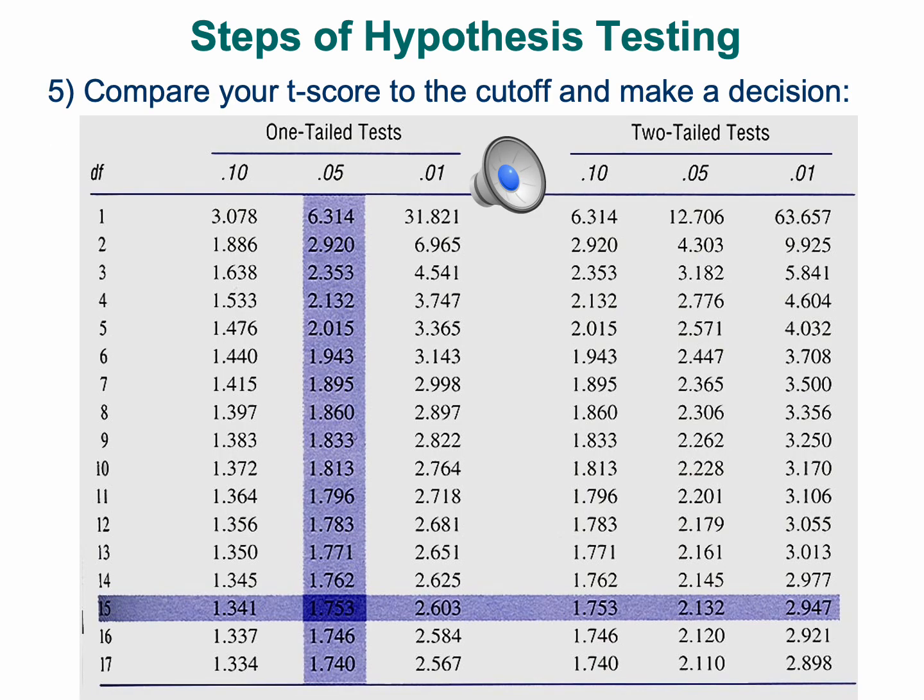Now we want to compare our t-score to a cutoff score corresponding to a probability level and make our decision. This is what a typical t-test table looks like in your textbook. Notice here we've got two sets of columns, one for one-tailed tests, one for two-tailed tests. We have them arrayed by degrees of freedom, and degrees of freedom is a facsimile of sample size. And notice under each one of them we have three probability levels, 0.10, 0.05, and 0.01.